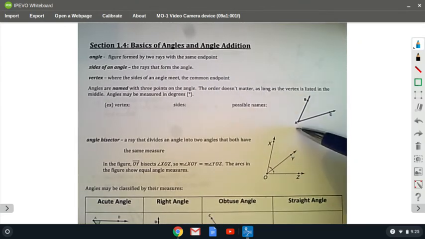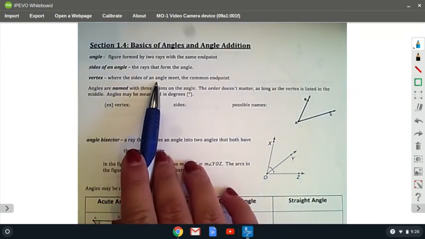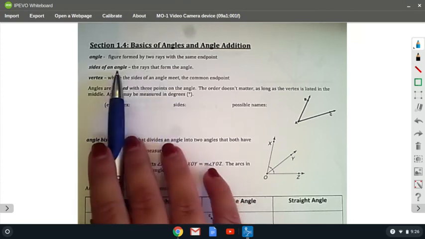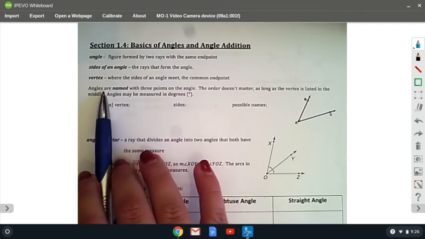An angle is a figure formed by two rays with the same endpoint. So here are my two rays, and they share an endpoint. This endpoint that they share where they meet is the vertex. It's where the sides of an angle meet. It's a common endpoint. The sides of an angle are the rays that form the angle.